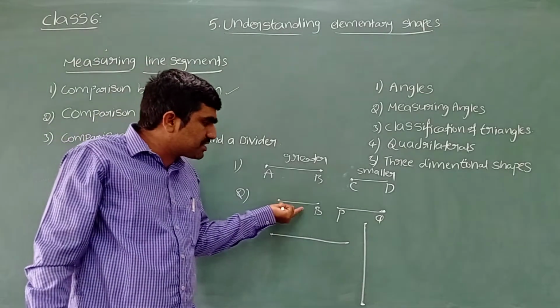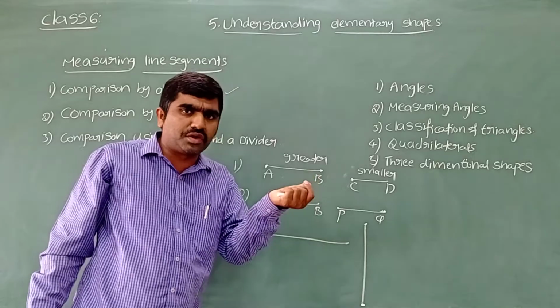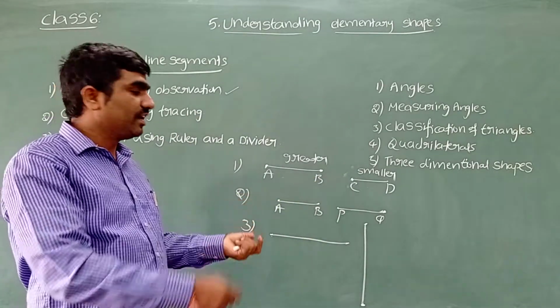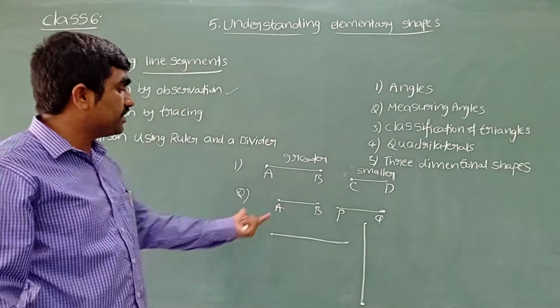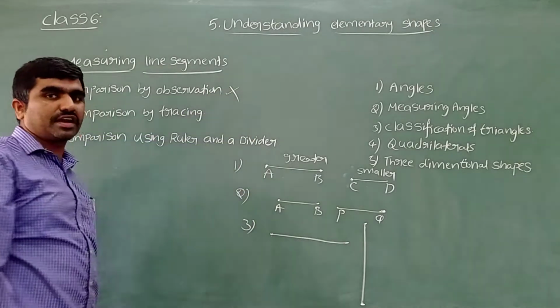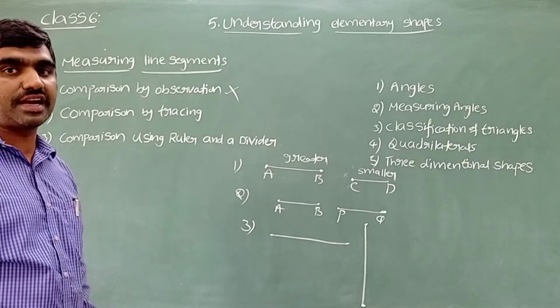But when they have the least difference, like 0.5 centimeter or 1 centimeter, in such a case it's not possible to give the answer by observing these line segments. So it's not the correct method. We can't always get the exact answer.